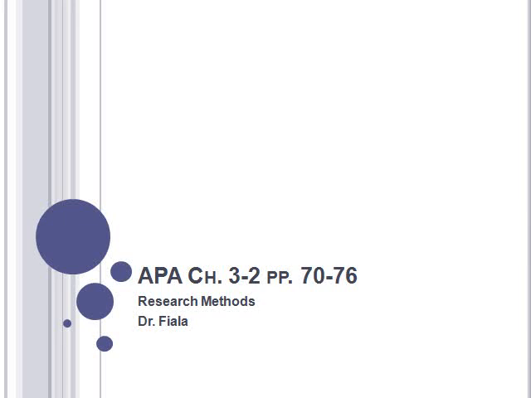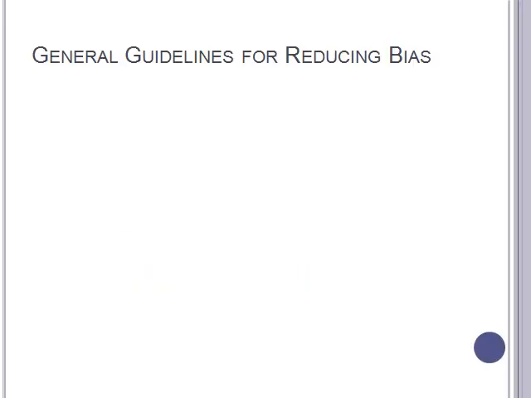Okay, welcome to the lecture for Research Methods, looking at the APA manual. We're talking about the second third of the third chapter of the APA manual, pages 70 to 76. And this part of the manual addresses reducing the use of biased language.